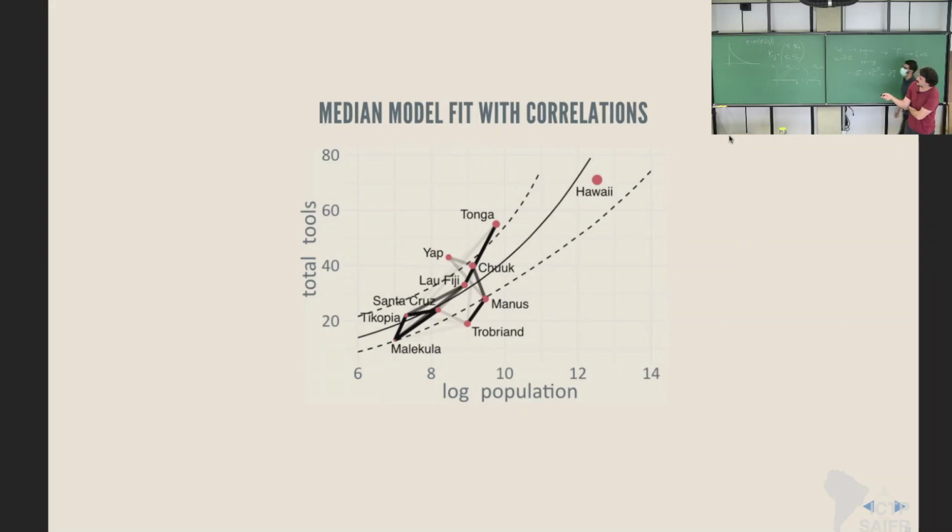And you get this. Tonga has more tools than expected for its population size. And the model thinks it's pulling Chuuk up, right? So this guy's pulling this guy up here. So Chuuk would have fewer tools if it weren't for Tonga being so close by. These two make the prediction for Chuuk a little bit bigger because of this large correlation here. While Hawaii is far away from everybody else and it gets most of its tools from its very large population, right?